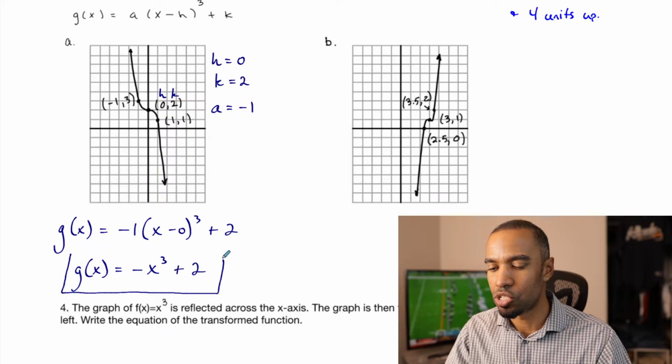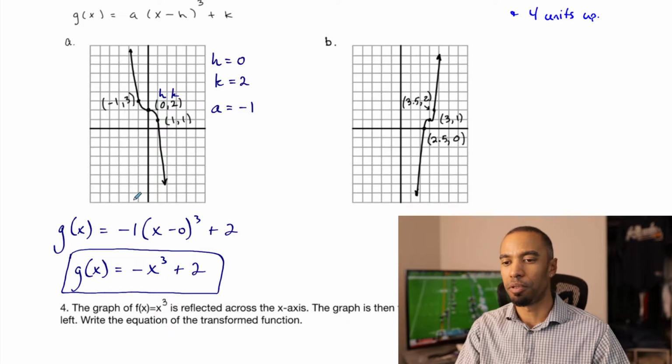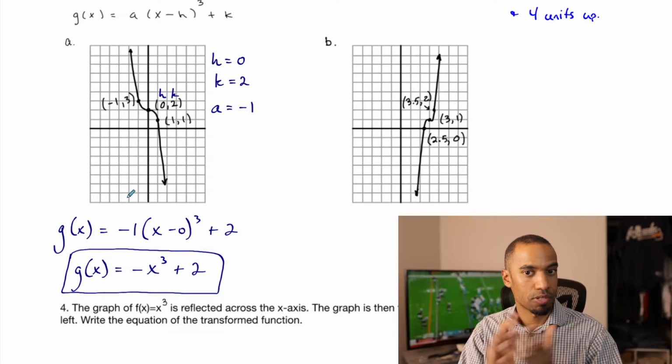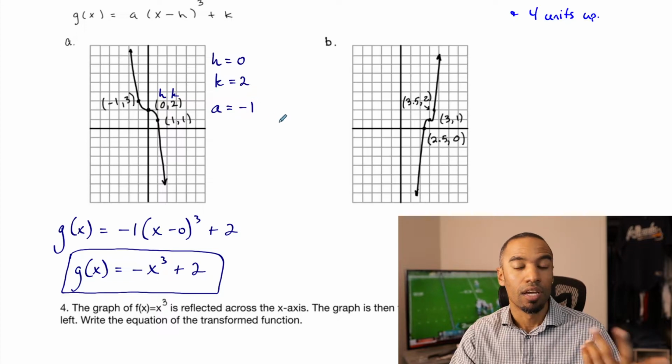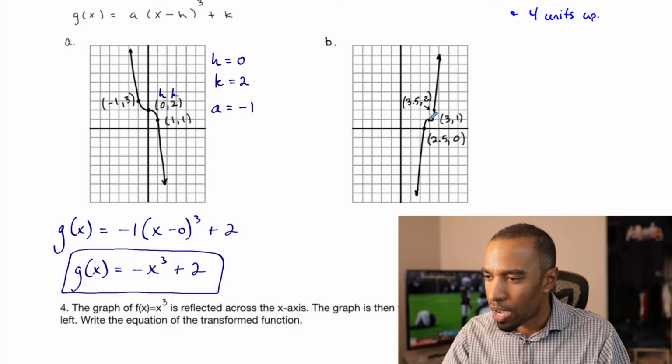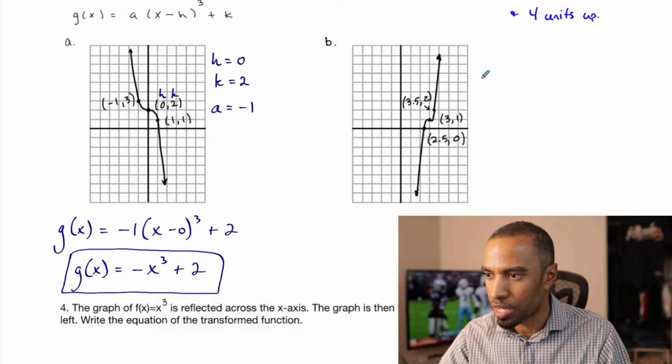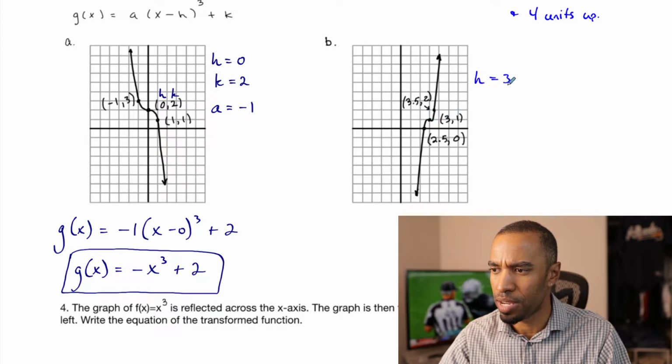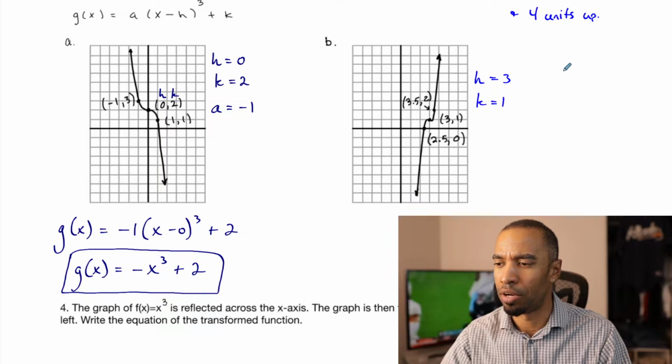So it looks like it's just a cubic function that's flipped over and translated up 2 units. I mean, that's clearly what these things say, but that is what that thing means. All right, in this one right here, we have our center right here at 3, 1. That gives us an H of 3 and a K of 1 right there.